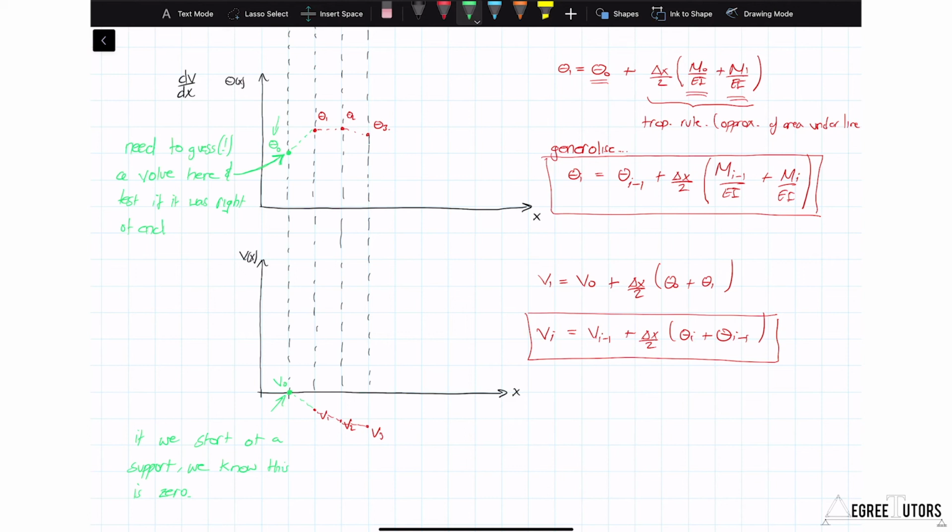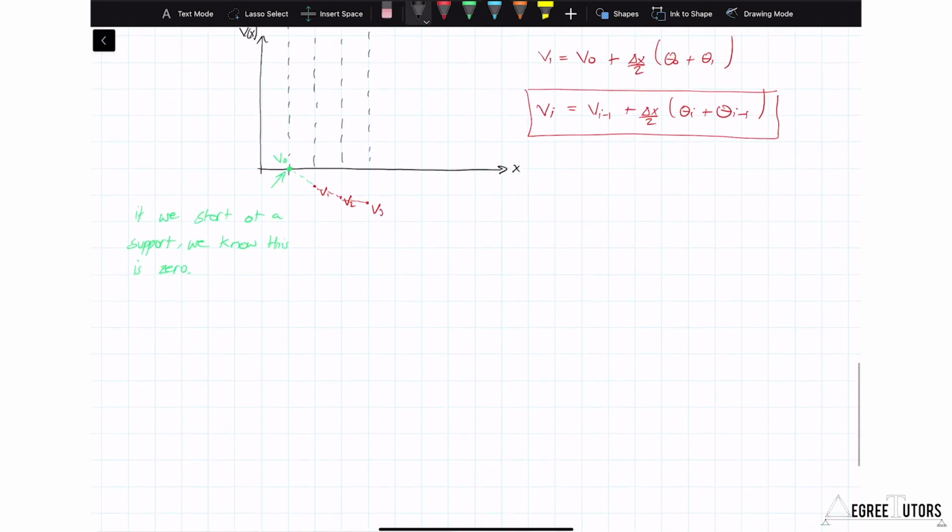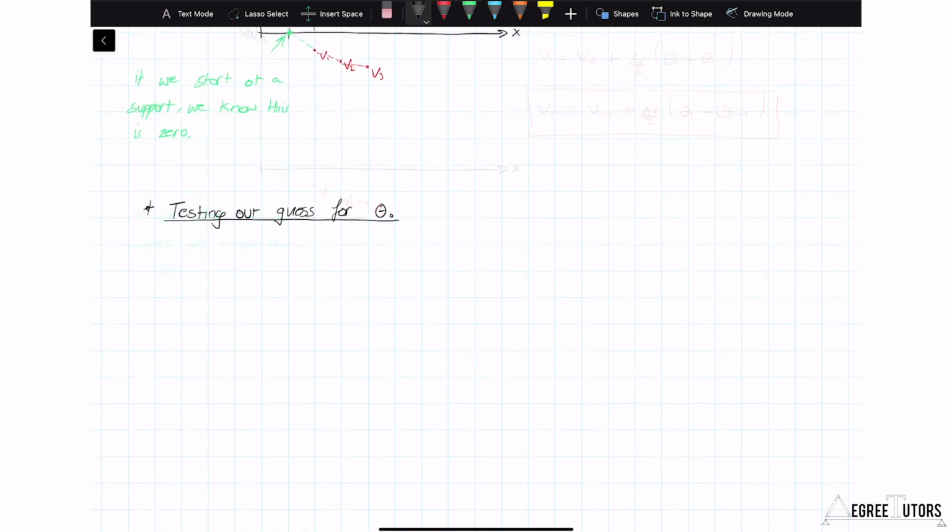Well, it's actually a very straightforward thing to conceptualize. Let's start off with a quick heading here: testing our guess for theta 0. We need some kind of test, right? We need some way of testing what our code gives us against something we know to be true. So we have to ask ourselves, what do we know about the deflection for this beam? The thing that we know is that the deflection at the other support must be 0.